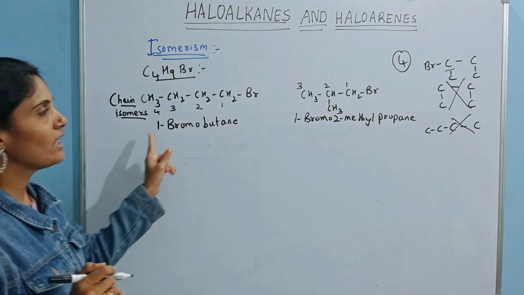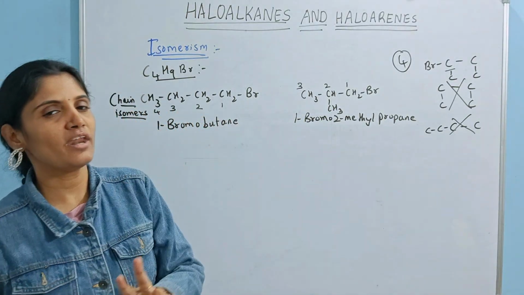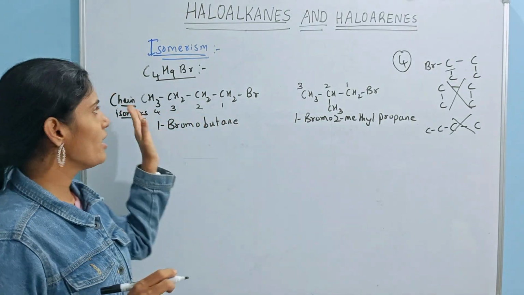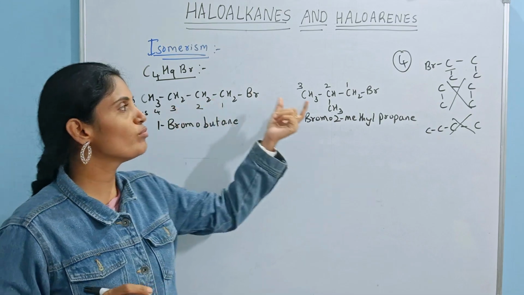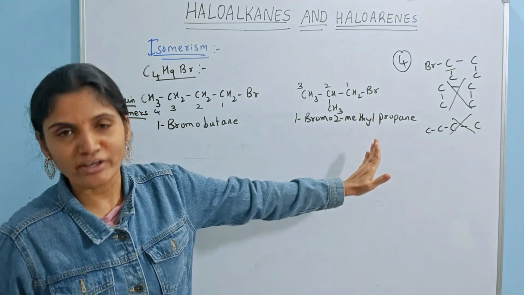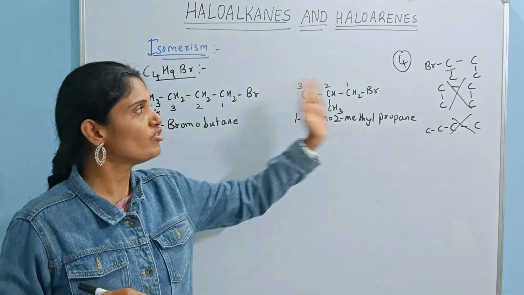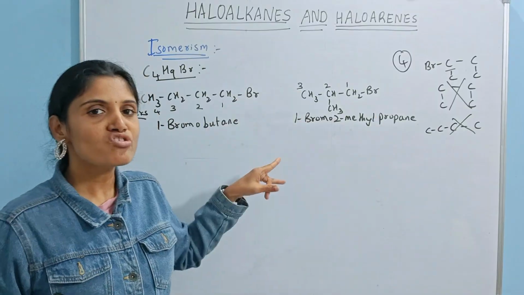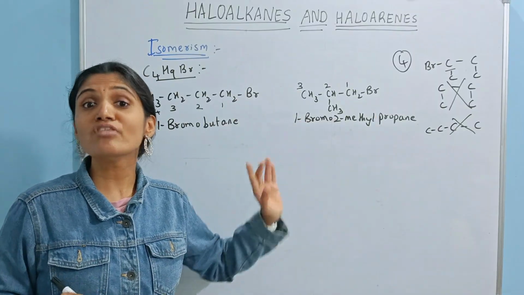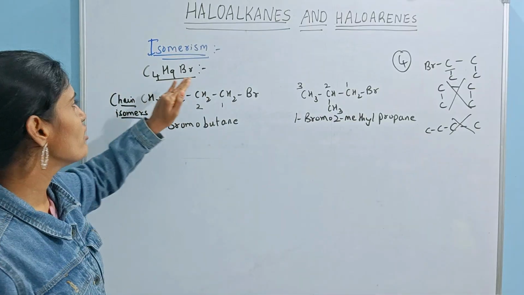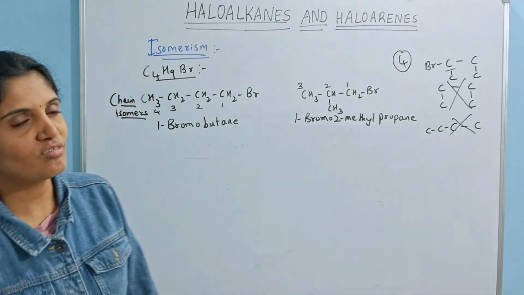So I get how many chain isomers here? I get 2 chain isomers. Always take care, in chain isomers, you should see that your main carbon chain should be different in both the isomers. If you are again getting 4 carbons in the main chain here, it is wrong. So please check the number of carbons present in the main chain should be different. In C4H9Br, I can get 2 chain isomers like this.